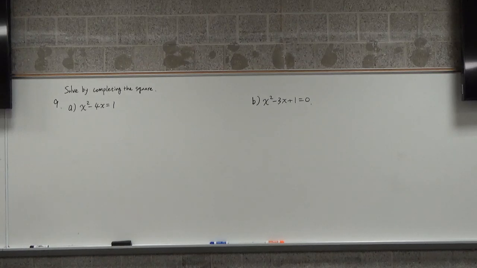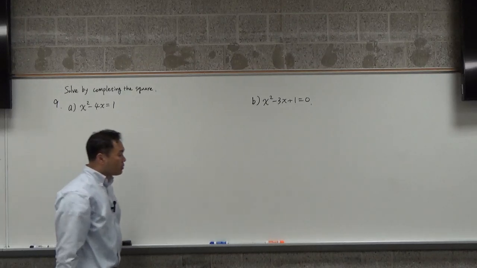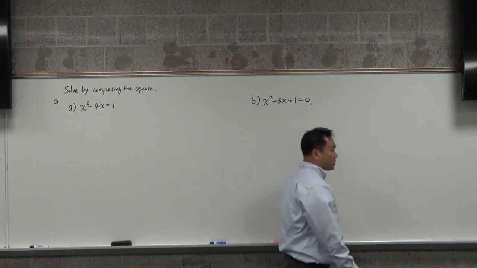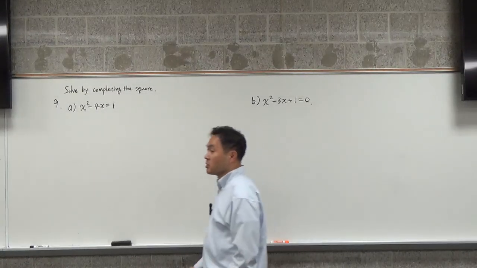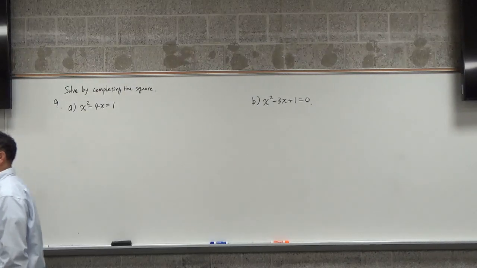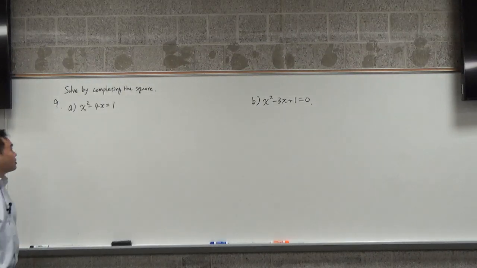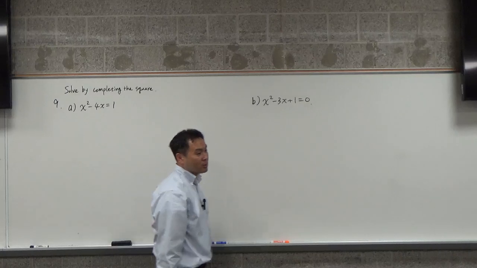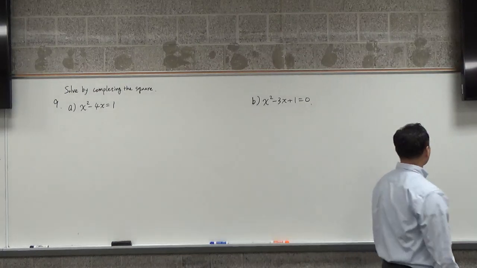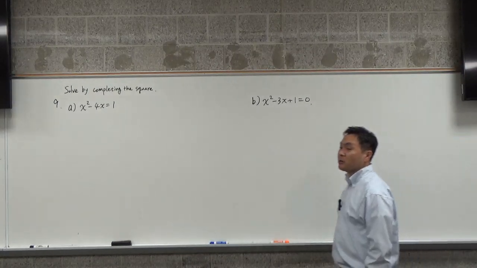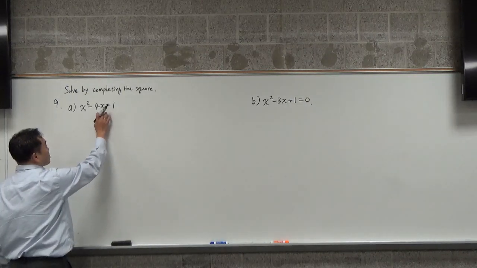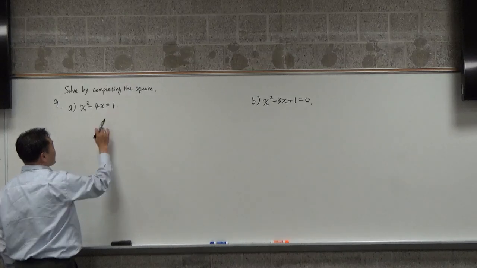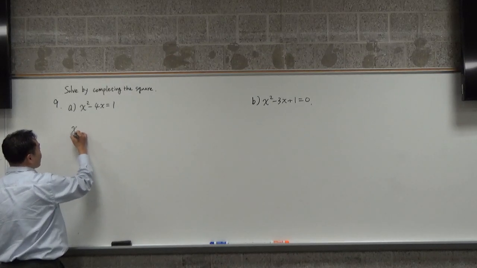Set 9, you're given a bunch of quadratic equations, and you're asked to solve them using completing the square. And the question explicitly says that you have to use completing the square or else you don't get any credit. Okay, so how do we complete the square? Well, usually we put the constant term to the other side, but it's already over there, so we don't have to worry about that.